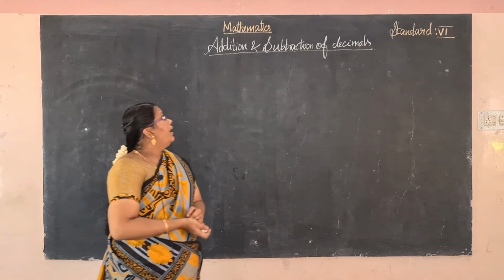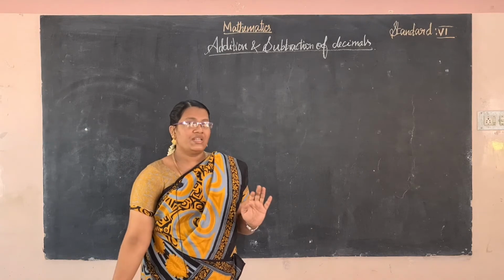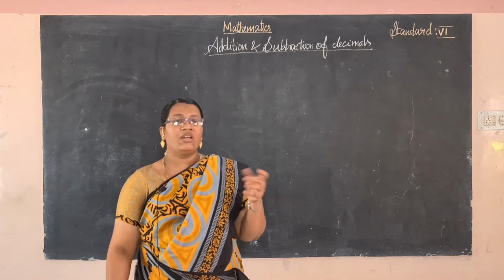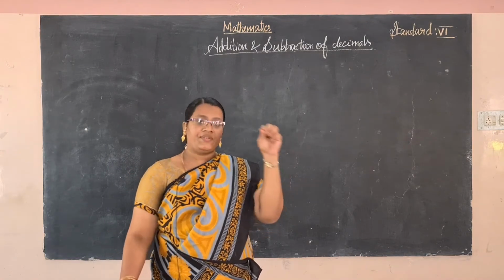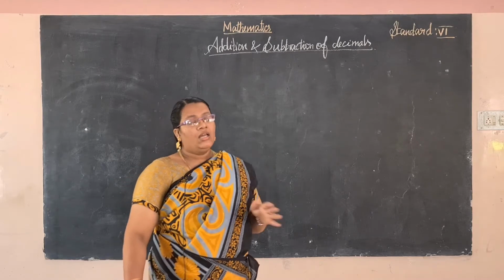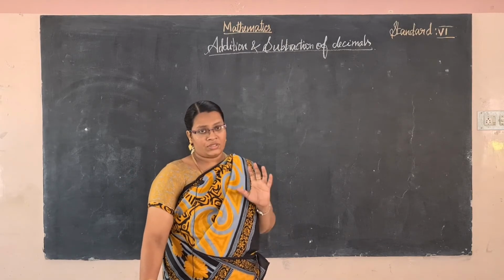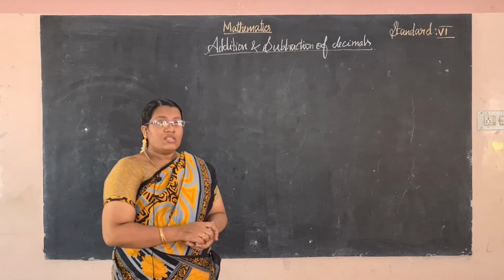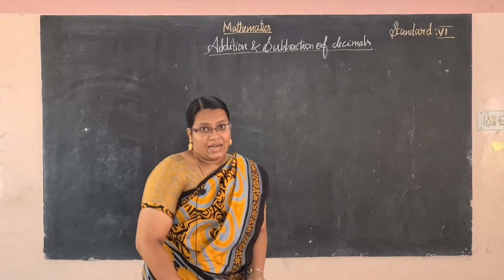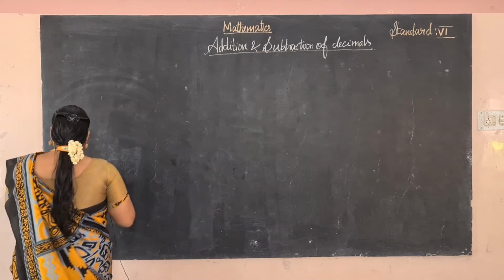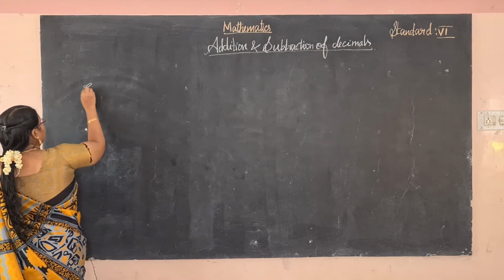How can you add? Everyone knows, is it? If whole numbers are given, you add the ones digit first, then add the tens digit. The same procedure we use for decimals also. See the example, to understand well.